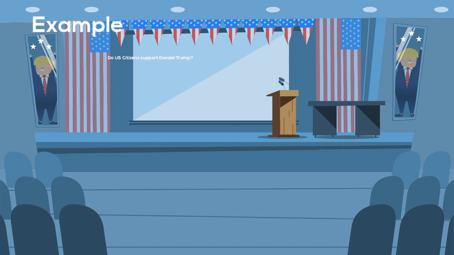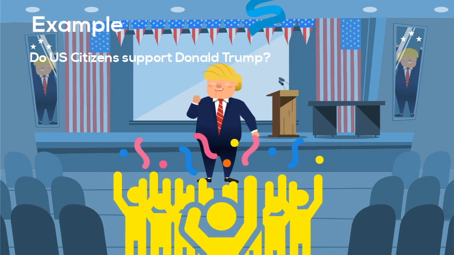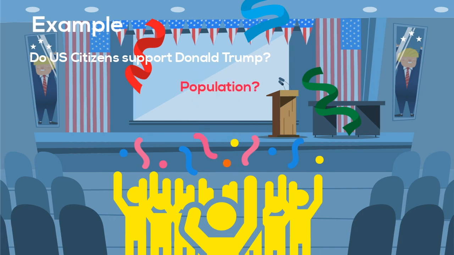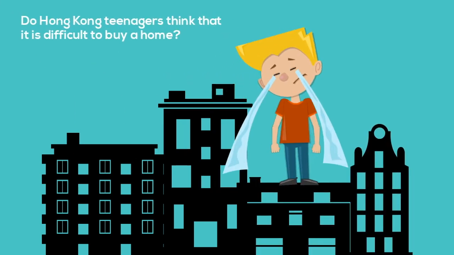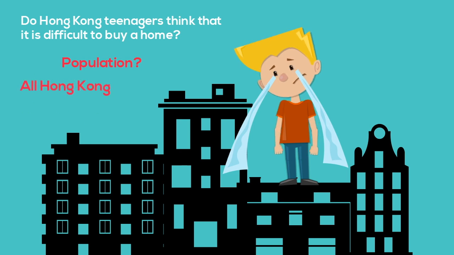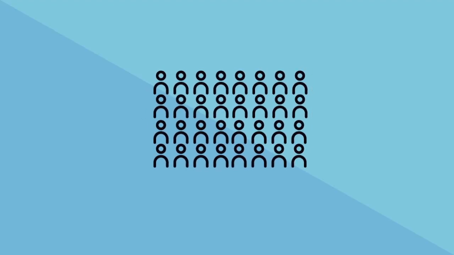The first example is, do the majority of US citizens support Donald Trump? The population of this research question is all US citizens. The second example is, do Hong Kong teenagers think that it is difficult to buy a home? The population of this research question is all Hong Kong teenagers. Sometimes the population can be very large.